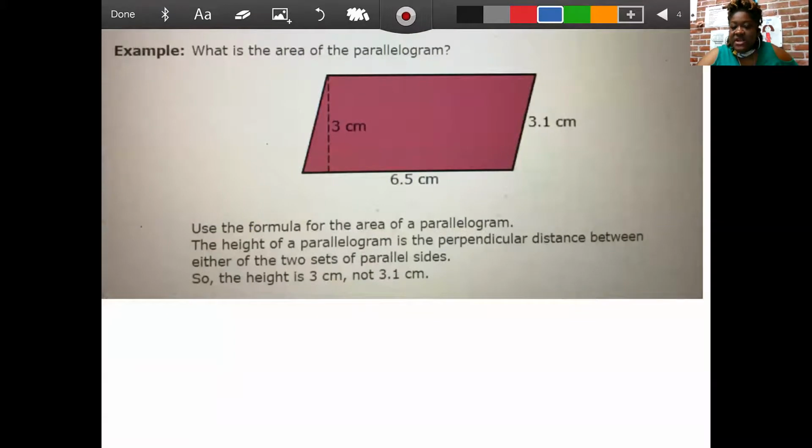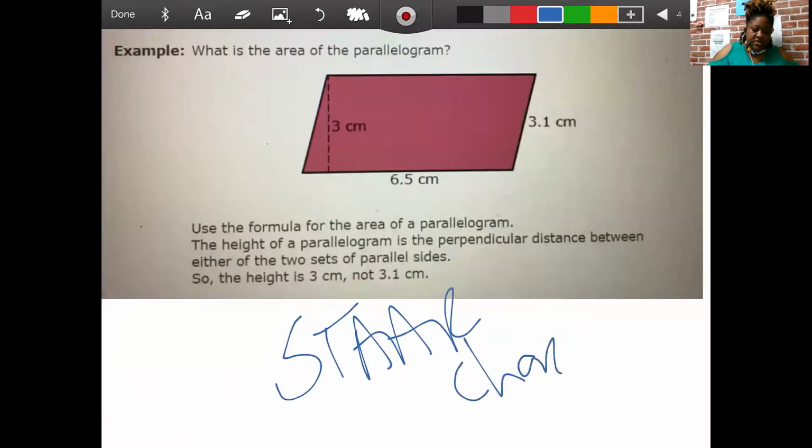All right, so I'm just gonna quickly go through these. I need you to use your star chart. Okay, star chart. So the area of a parallelogram, what's the formula?